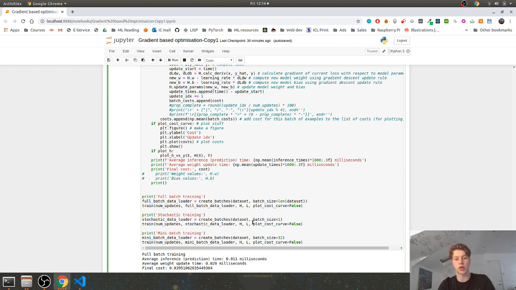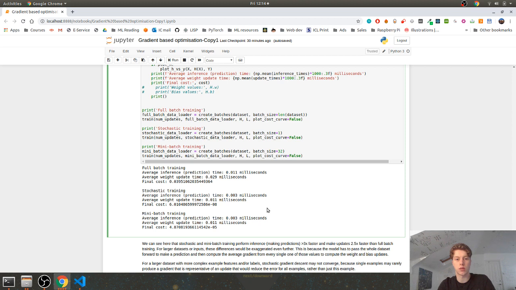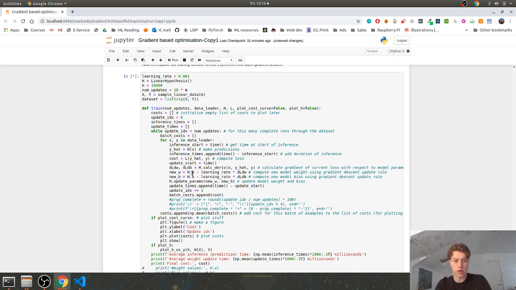Stochastic training, where the batch size is 1. So in this case, we're going to have 10,000 batches. And then we have the mini batch training case, where the batch size is 32. So the number of updates, the number of batches in the data set, is going to be between 10,000 and 1. So we'll run that. It's going to do this full batch training, iterating through the data loader until it's done as many updates as we specified.